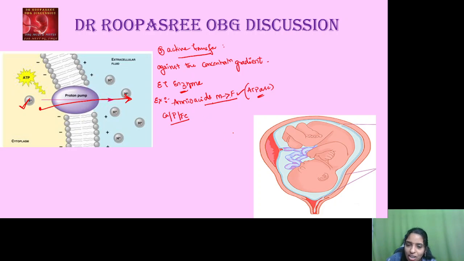And now the last, the sixth one, is leakage. Leakage is nothing but a rupture in the amniotic membrane, and the amniotic fluid comes out. That is simply leakage. This is an example of premature rupture of membranes, PROM. So these are the six mechanisms by which substances enter from the mother to the fetus.